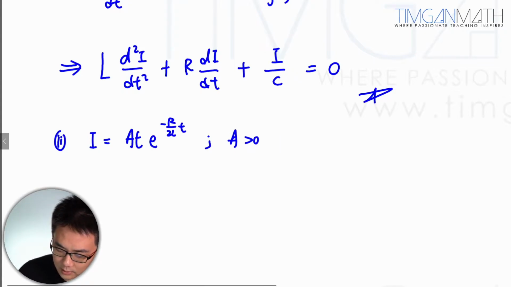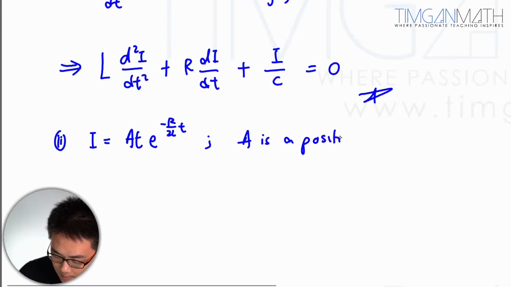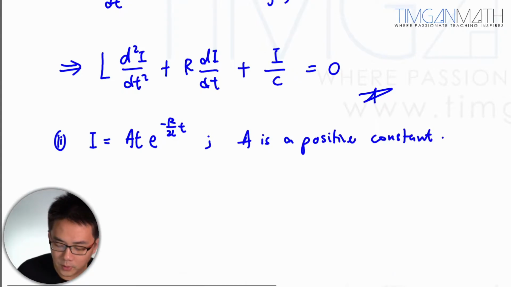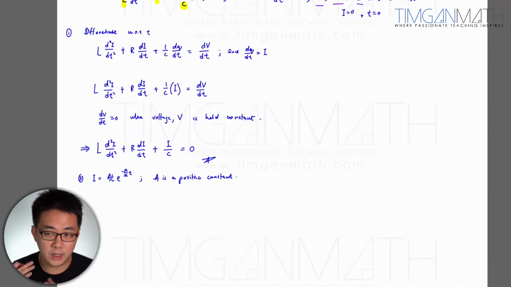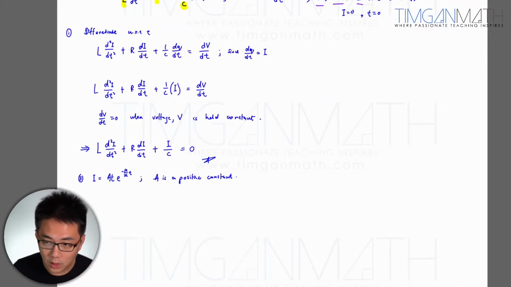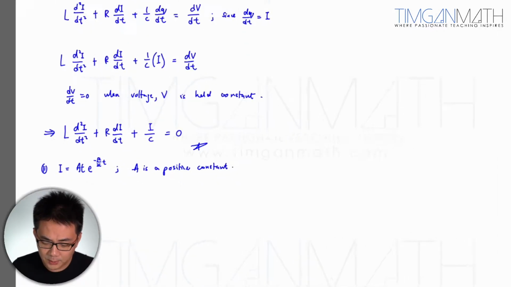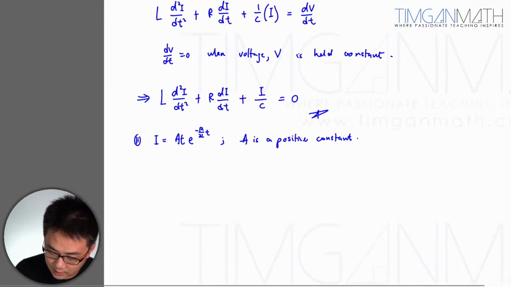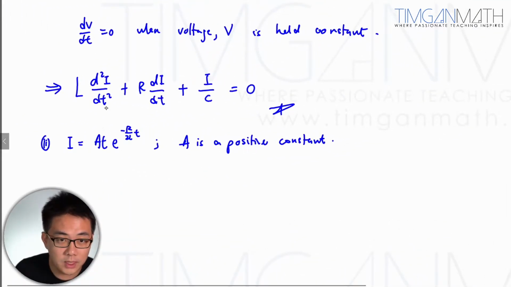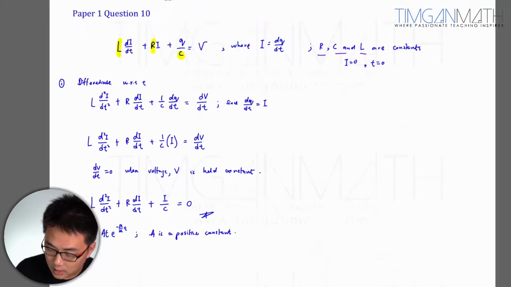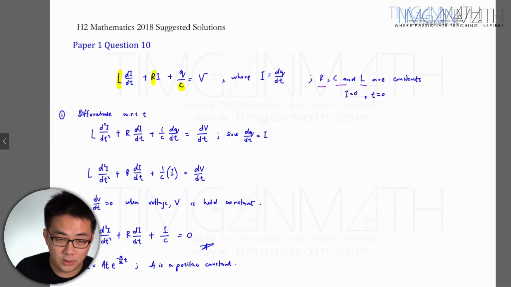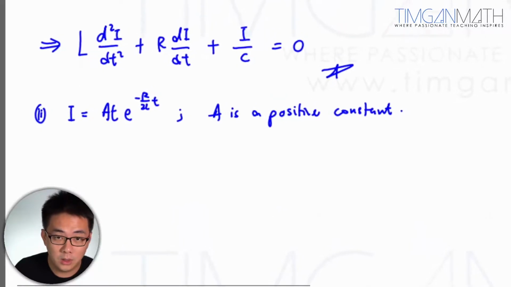A is a constant, right? So A is a positive constant. Now, this is important because when we differentiate it, we need to know which are constants and which are not. In the expression here, basically we need to do a second derivative and just put it in. We know that R, C, L are constant, so just look at that.